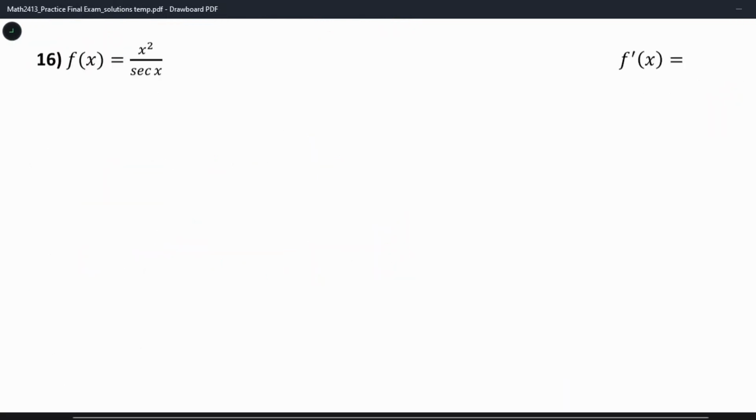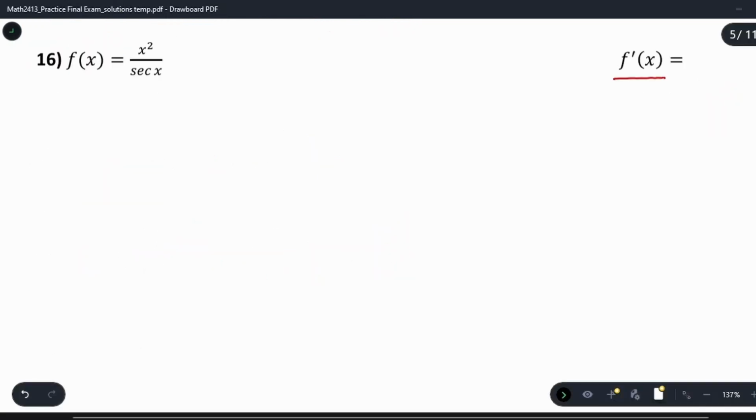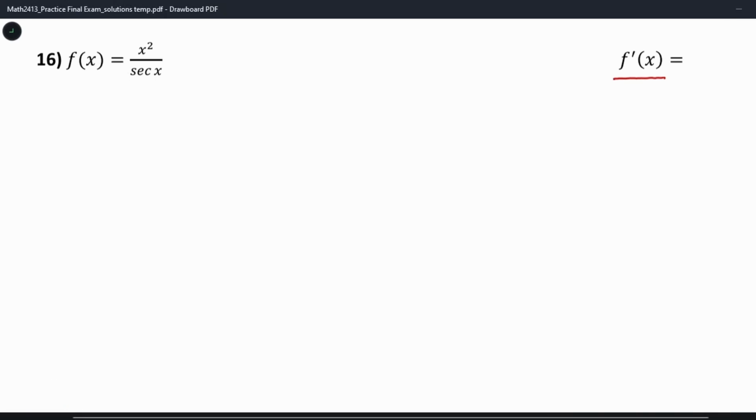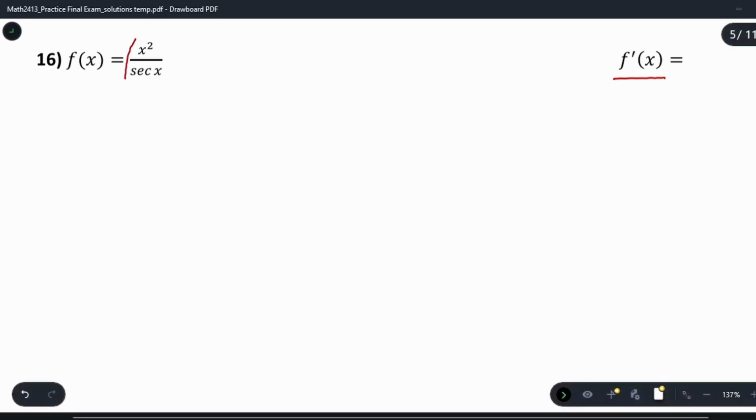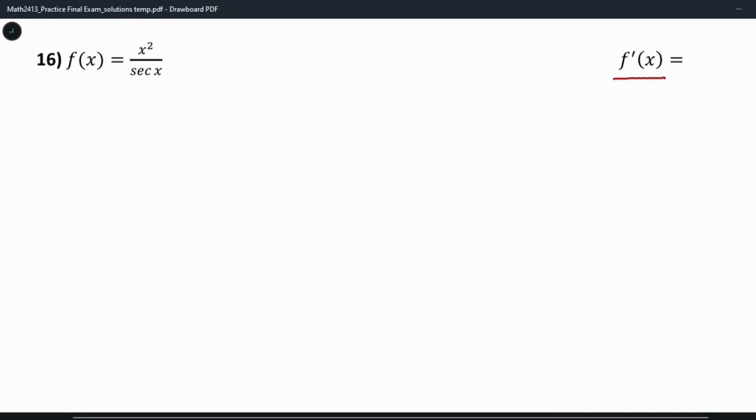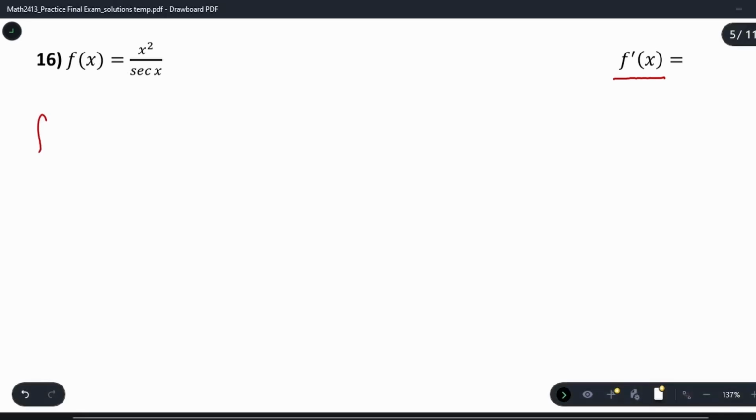Next, number 16. Look, we need to simply find the derivative. We don't have to evaluate this time. But I see that my function is not only a rational function, but it involves a trig function. So since I don't really like to do the quotient rule or have to take the derivative of secant, I'm going to see if I can simplify this.